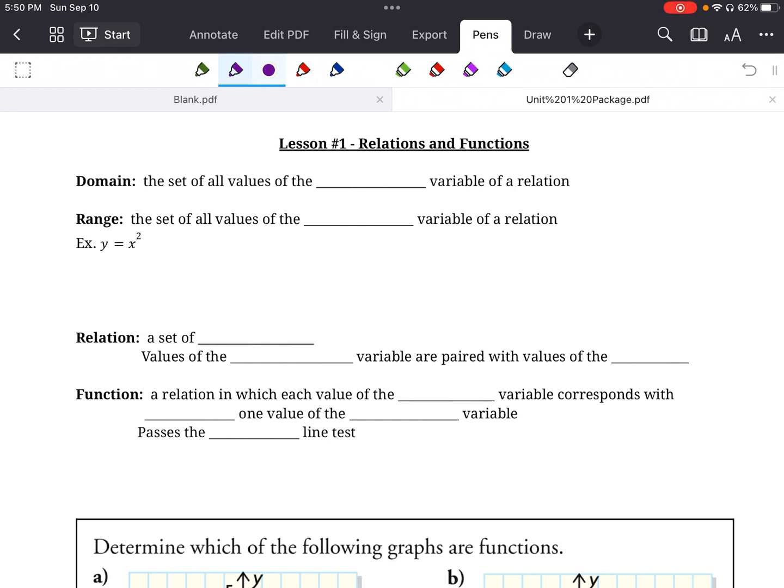A domain is the set of all values of the independent variable of a relation. And hopefully you remember that the independent variable of a relation are all of the x values. Okay, so anytime you're asked to find the domain, you're looking for the x values on a graph. The range is the set of all values of the dependent variable of a relation. And the dependent variables are the y values on your graph.